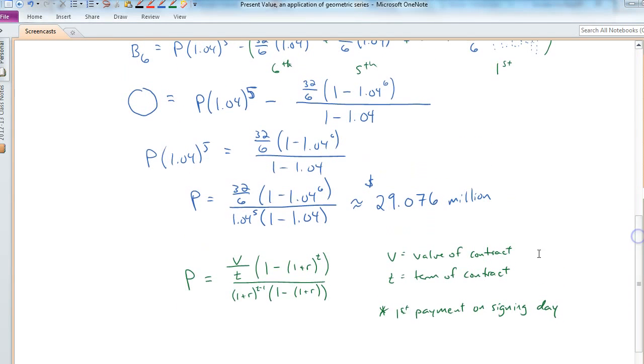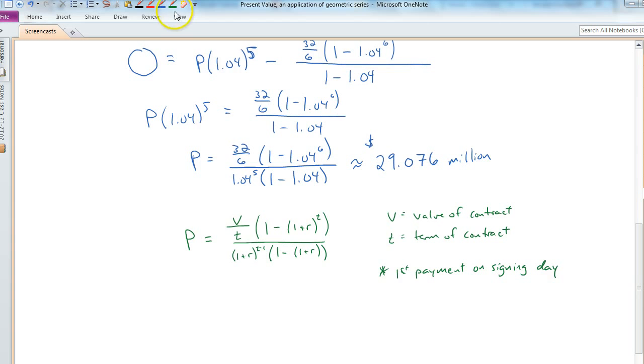All right, I forgot to mention R, which is the interest rate expressed as a decimal. Yeah, so those are the three parameters, V, T, and R. And with those, you should be able to figure out any present value of a contract that involves the assumption where the first payment happens on signing day.